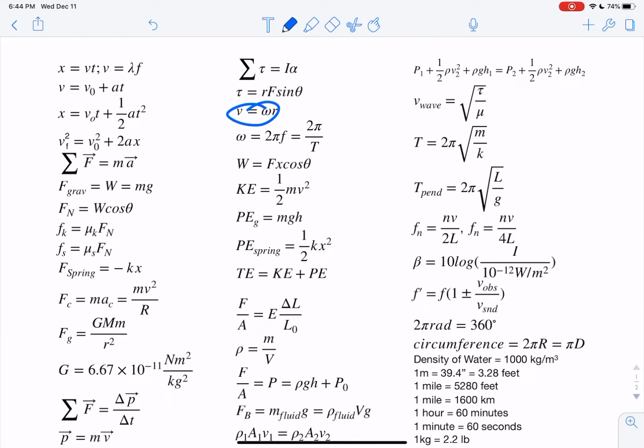Okay, v is omega r. This relates the linear tangential velocity to the rotational velocity. It depends on r. So you get omega, which is independent of r, and then the tangential velocity will be dependent on r. The further away you are, the higher your v is. But your omega is constant. Okay, then you've got omega is equal to 2 pi f, 2 pi times the frequency, and then 2 pi over T. So you have a cosine of omega t plus phi, some equation like that. That omega is here.